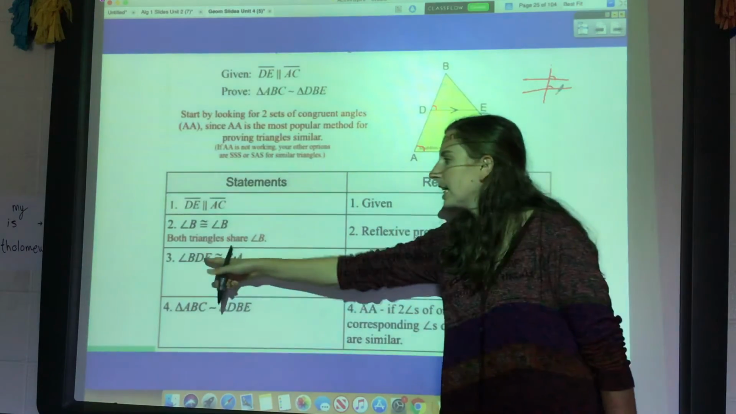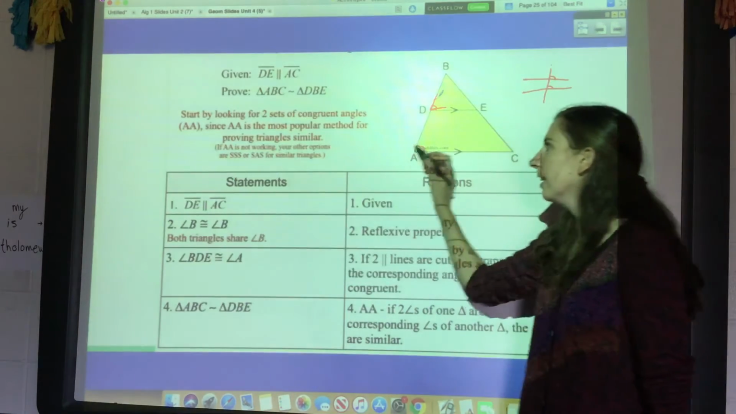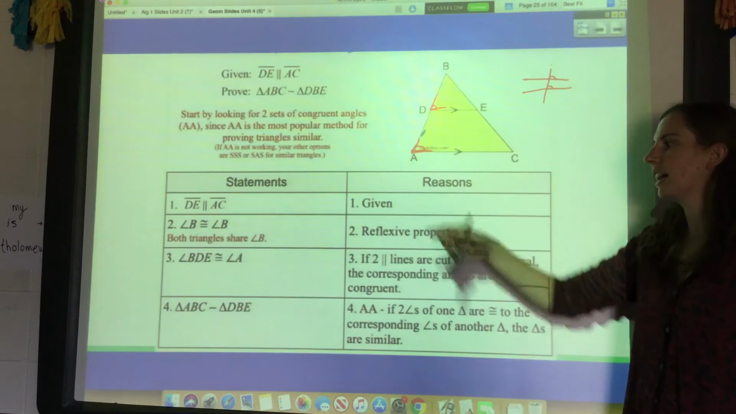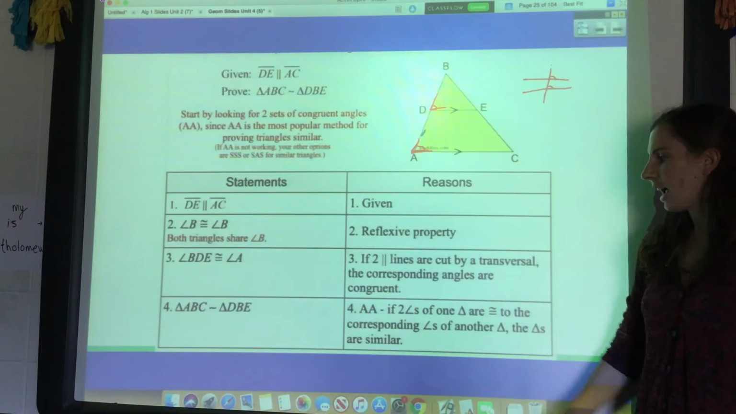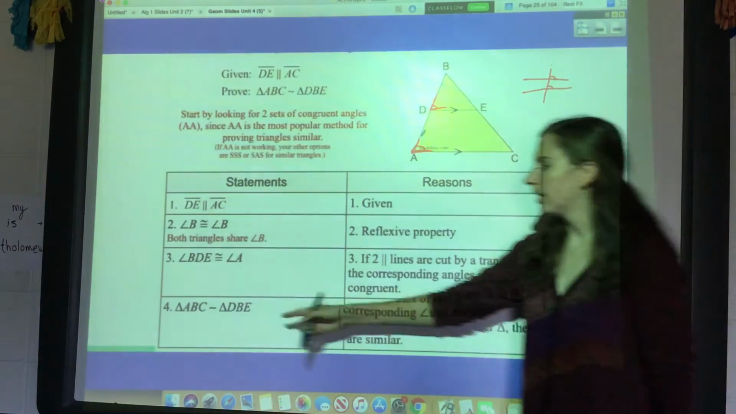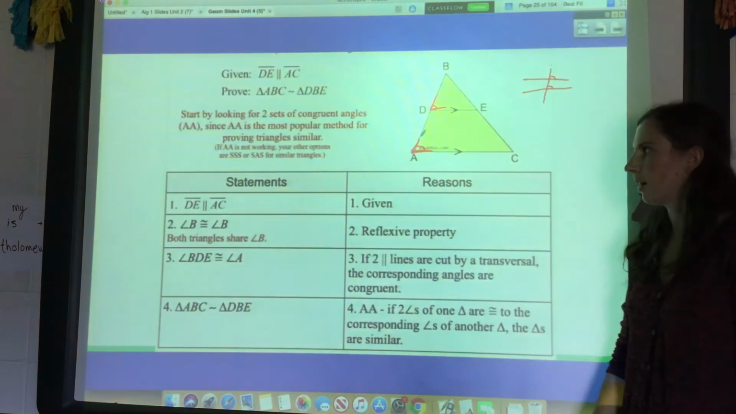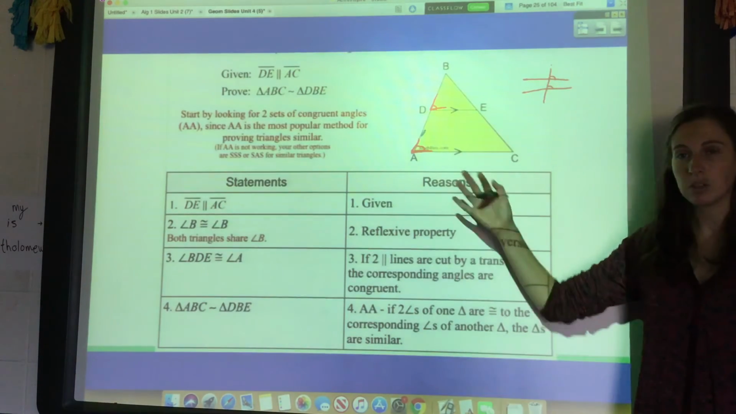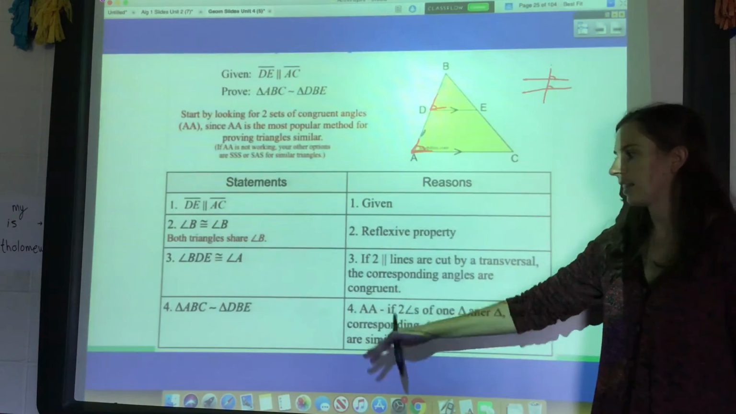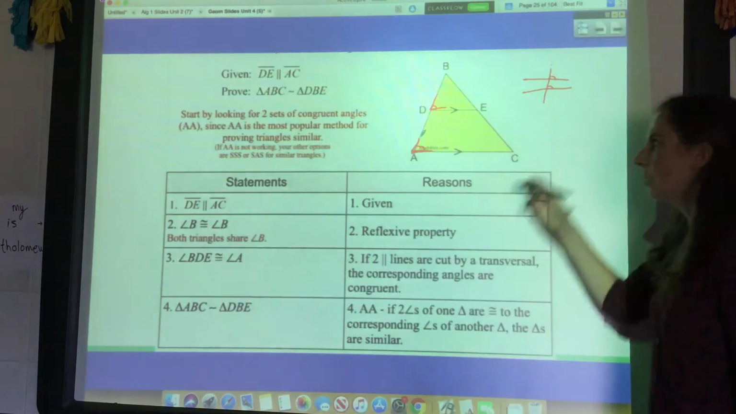And then we can say angle BDE is congruent to angle A, and that's because they're corresponding angles with parallel lines. And so because of that, I have two pairs of congruent angles. So then I can conclude that the two triangles are similar. The reason being because of that angle-angle property. This is modus ponens. It's like, if I have two congruent angles, then they are similar. I proved I have two pairs of angles, therefore they are similar.